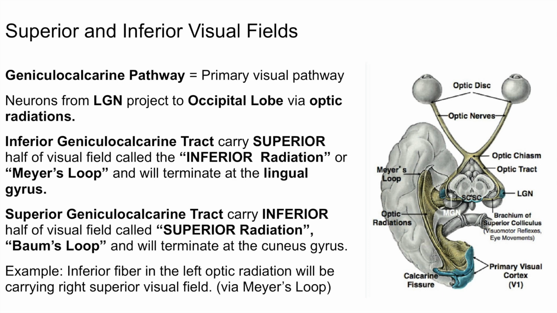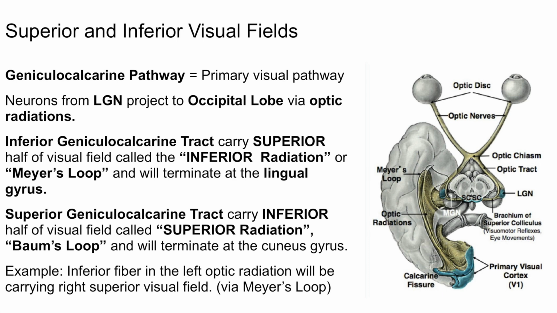So from the lateral geniculate nucleus, the fibers split into two major routes. You have the inferior fibers, which come from the inferior retina and therefore carry superior visual field information. And they're going to sweep forward into the temporal lobe as Meyer's loop. So these fibers then loop back and terminate in the lingual gyrus, which sits below the calcarine fissure. So inferior pathway, temporal lobe, superior visual field, lingual gyrus.